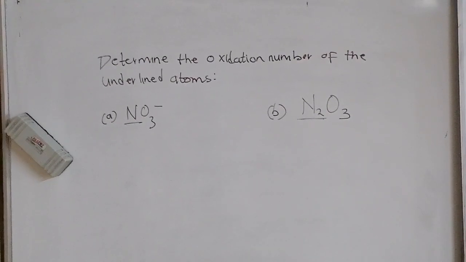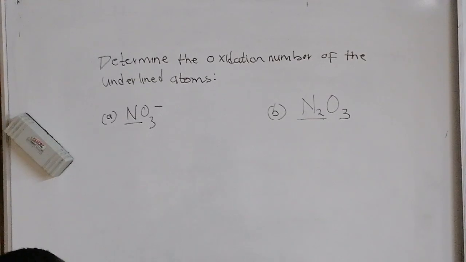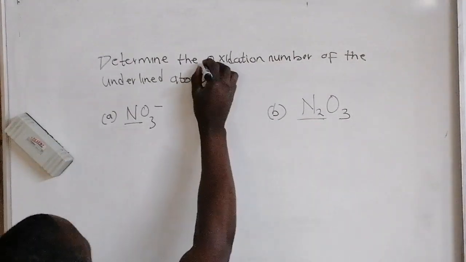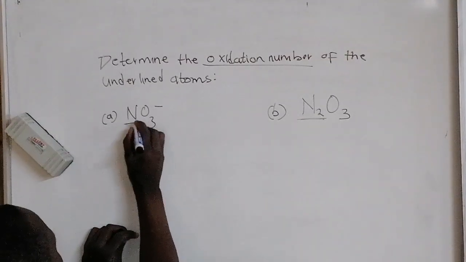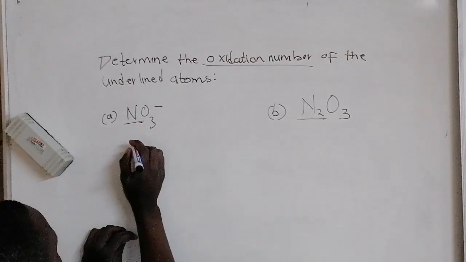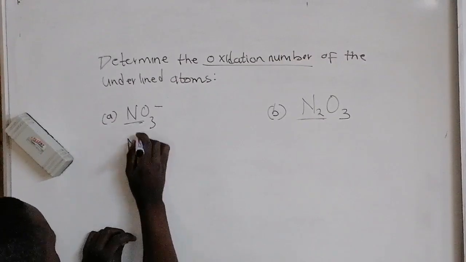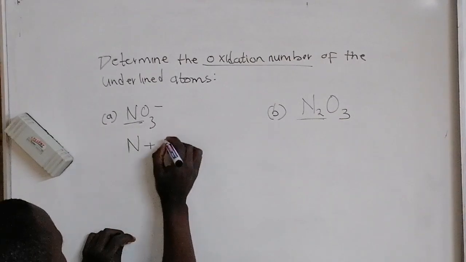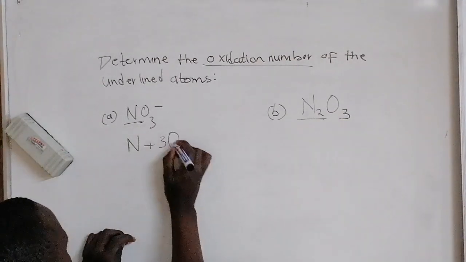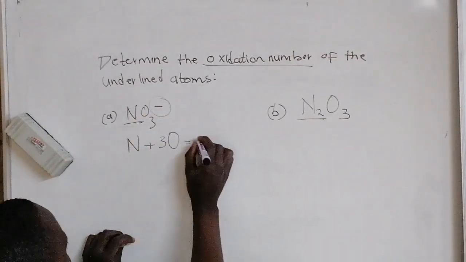Let's try and do these 2 examples. They say determine the oxidation number of the underlined atoms. So we are to determine what? The oxidation numbers. We know that this is nitrogen, right? So the first thing we are required to do, we'll say N plus, how many oxygen atoms do we have? 3. So we'll say 3 oxygen atoms equal to the net charge. This one, this -1, right?